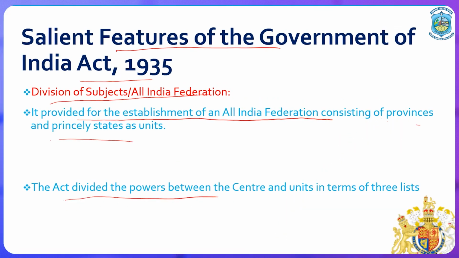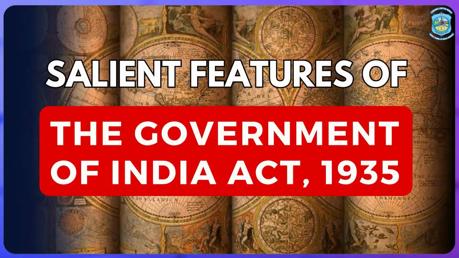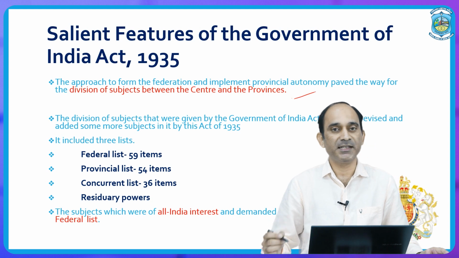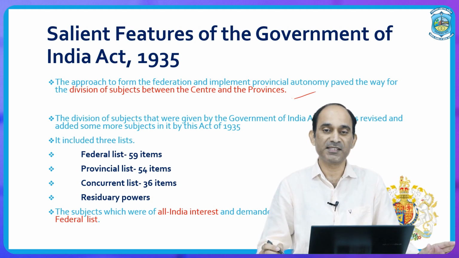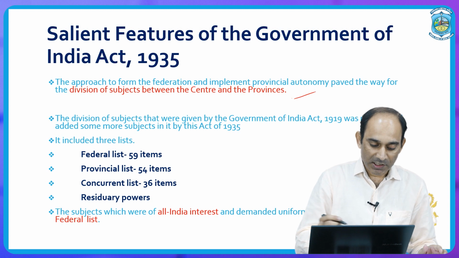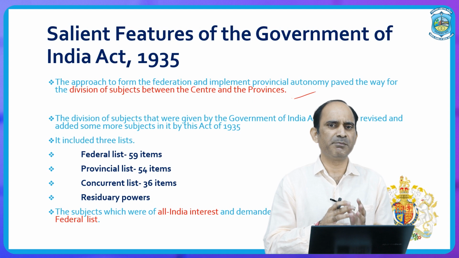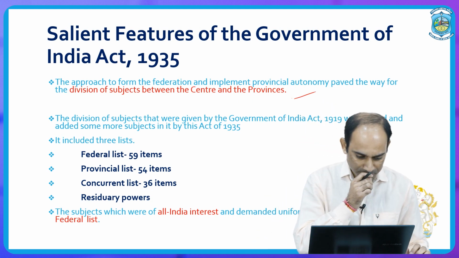The act divided the powers between the center and the units, let's call them provinces or states. Three lists were suggested, and powers were distributed between the center and the provinces through these three lists. The approach to form the federation and implement provincial autonomy paved the way for the division of subjects between the center and the provinces. All the important subjects at the all-India level were given to the center and all the important provincial level subjects were given to the provinces.